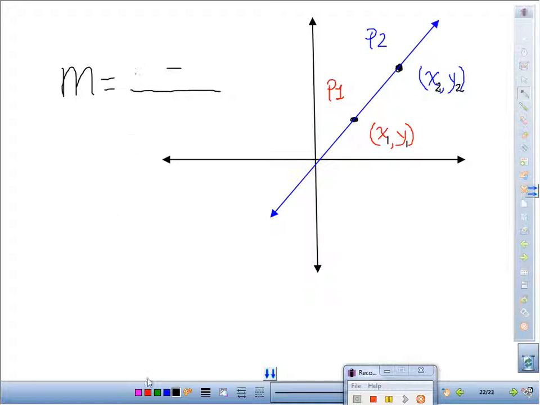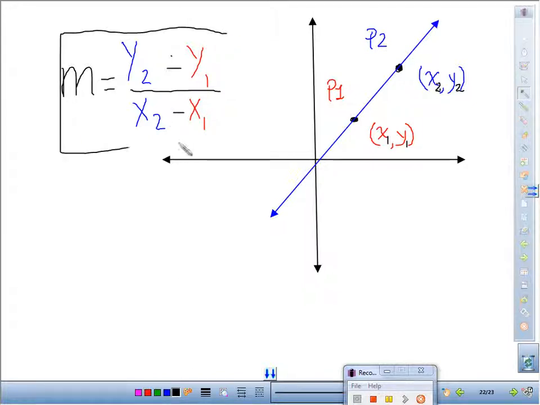So this one becomes y sub 2 minus, what is the other one? y sub 1. And therefore, over, what is my first x value? We got x sub 2 minus x sub 1. And this is the formula for the slope, in order to find the slope. And that's how we get that formula.